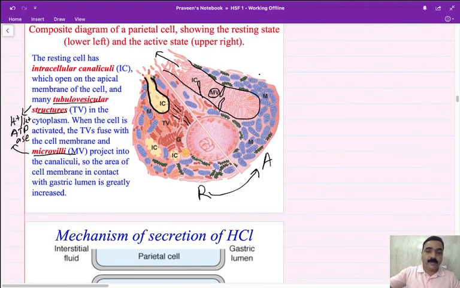Also you can notice over here that the cell contains a lot of mitochondria. The parietal cells contain a large number of mitochondria because you need to have the ATPase pump working.